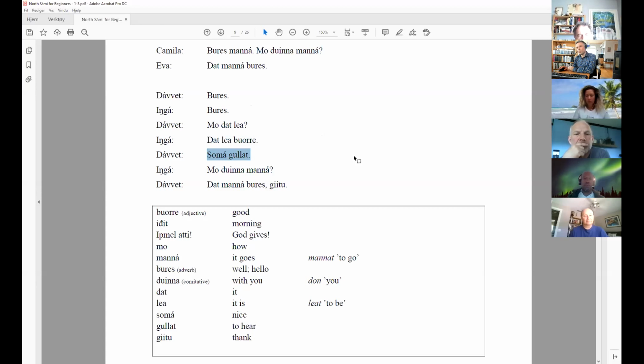And I don't know what it means. Okay. Soma. You can see down here in the list. Soma, nice. And kullat means nice to hear. Yeah, exactly. Nice to hear that it's good with you. And then I asked motuinamanna, how with you it goes. How is it with you?